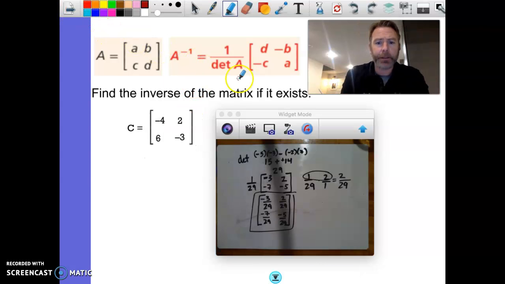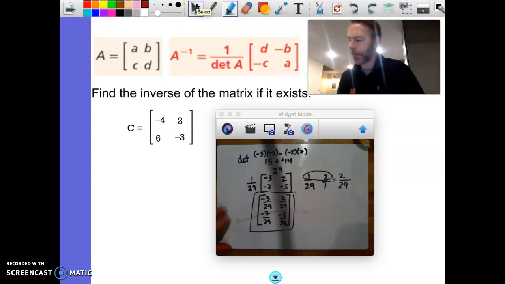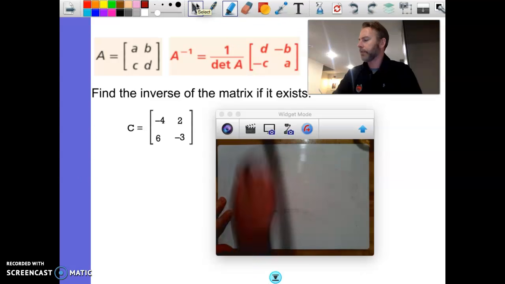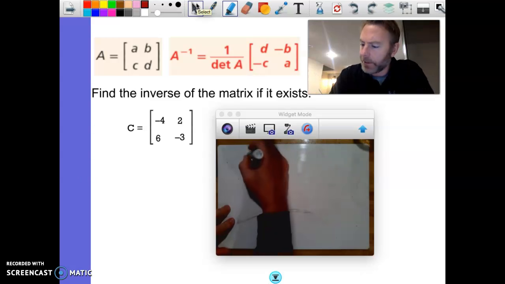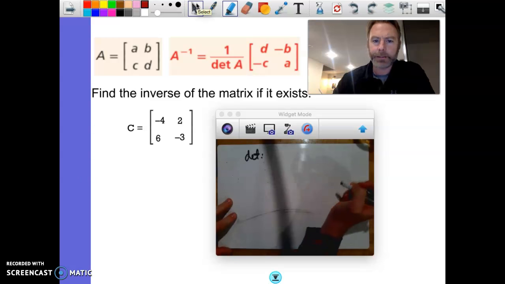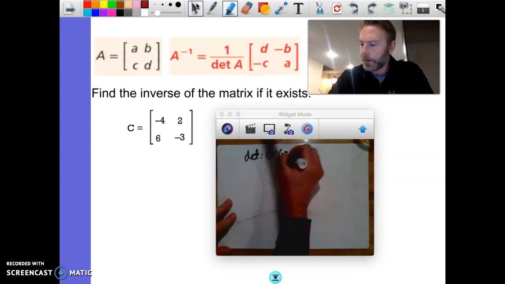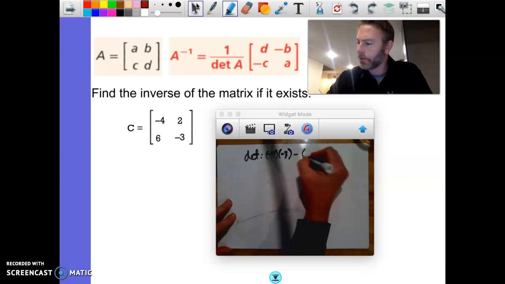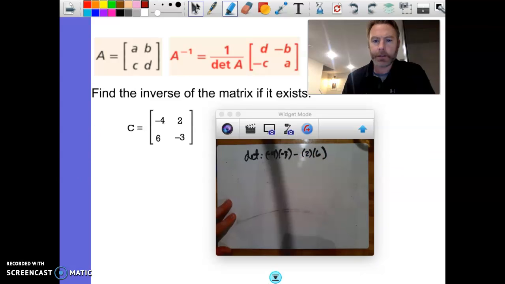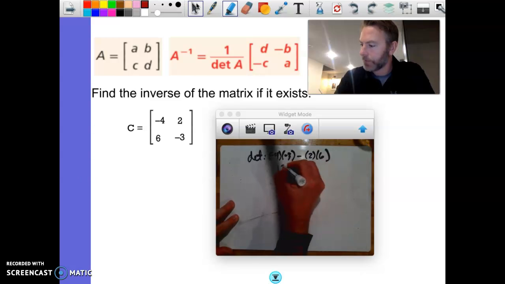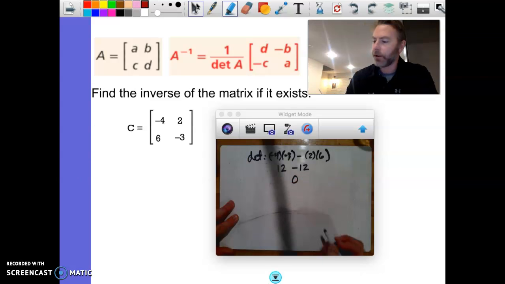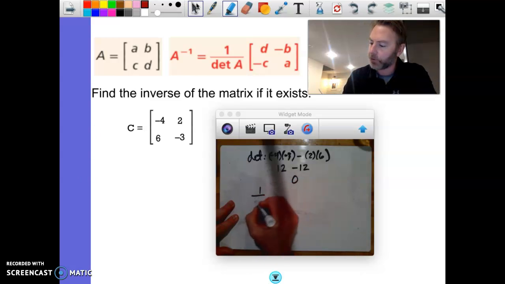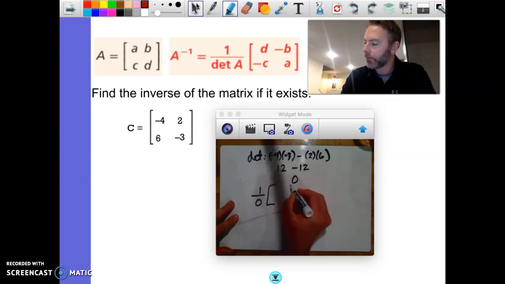Let's do one more example. Notice on this example, I have "if it exists." First step is we're going to find the determinant. I always like to write that down right away. I take the product of -4 and -3, and then I subtract the product of 2 and 6. So this is +12 minus +12, which is 0. As I go through this formula, the first thing is 1 over the determinant, and then I do my little matrix switch: -3 and -4 switch spots, and 6 and 2 become opposites but stay in the same location.